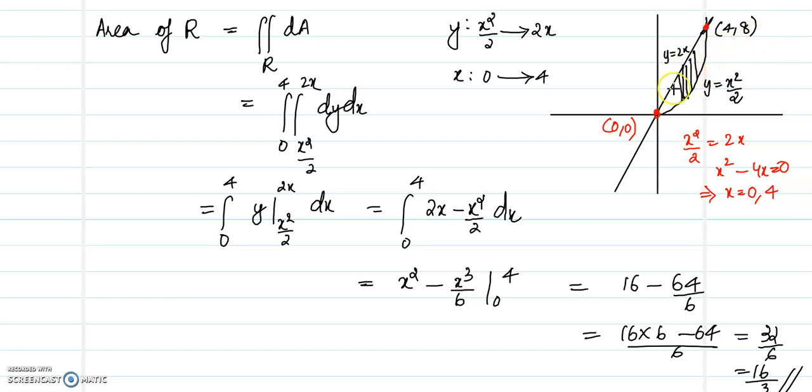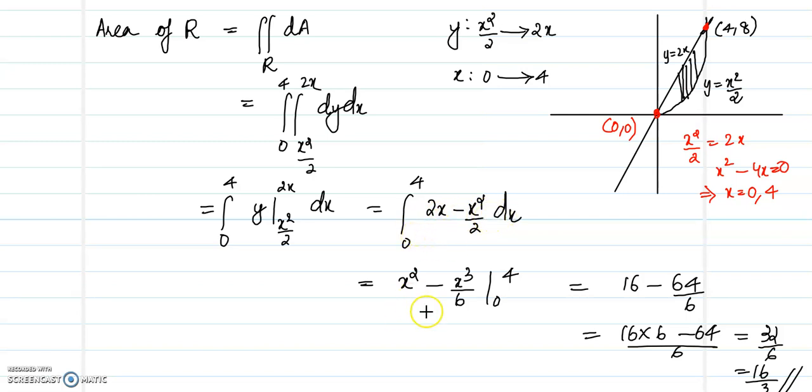Now let me take vertical lines. So y will be varying from x square by 2 to 2x, and x will be varying from 0 to 4. Taking the order dy dx, we get the integral from 0 to 4, from x square by 2 to 2x, dy dx. Upon integrating with respect to y, we get the integral from 0 to 4 of y, applying the limits from x square by 2 to 2x. So we get the integral from 0 to 4 of 2x minus x square by 2 dx.